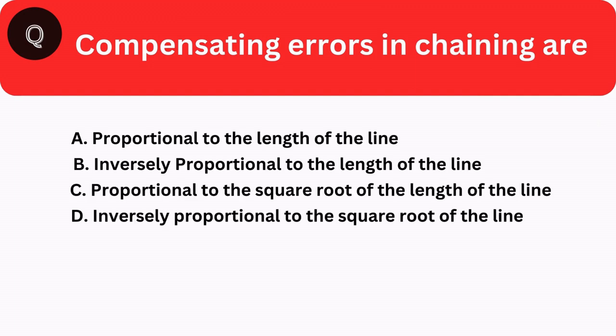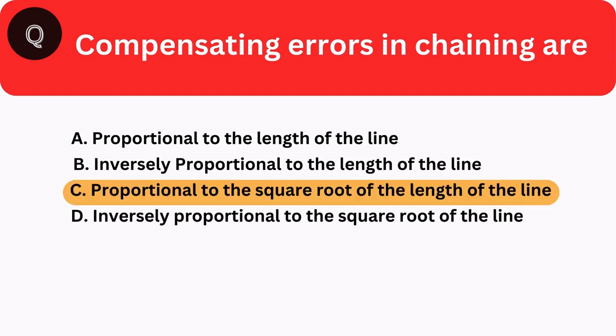Compensating errors in chaining are Option A, proportional to the length of the line. Option B, inversely proportional to the length of the line. Option C, proportional to the square root of the length of the line. Option D, inversely proportional to the square root of the line. Answer C, proportional to the square root of the length of the line.